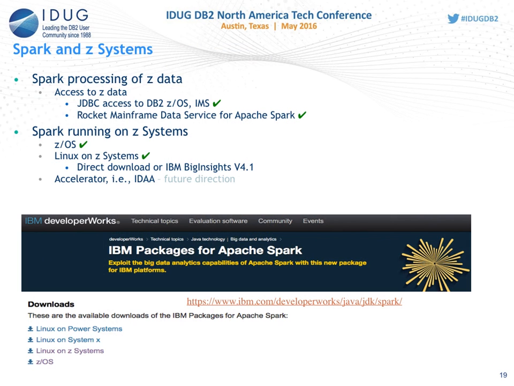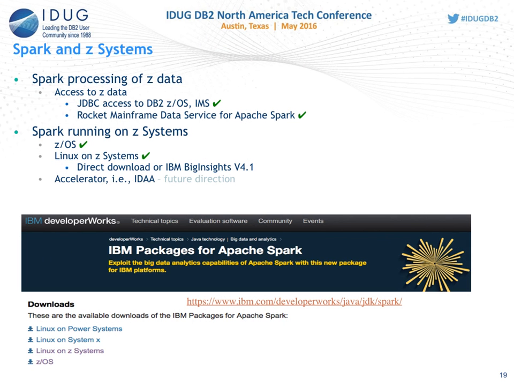So how does Spark fit into the Z world now? Like I said, Spark is platform independent, but once you deploy into the Z ecosystem, you can use JDBC to read the data from DB2 for z/OS or IMS, or you can use Rocket Software's MDS, the Mainframe Data Service for Apache Spark on z/OS. Those are the two ways that you can read the data.